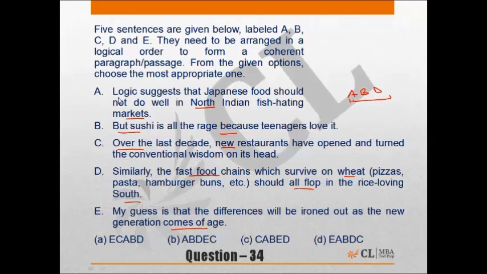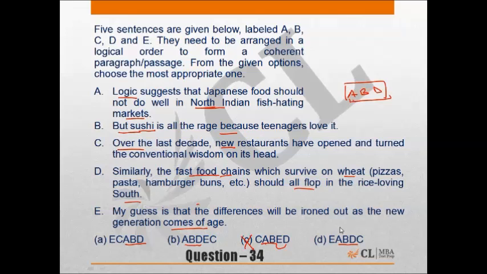Logic dictates that Japanese food should not do well in North Indian markets, but sushi, which is a Japanese food, has been doing very well. And D, similarly, fast food chains which should flop in South. So A, B, D should be together, is my first thing. Choice A has A, B, D, B has A, B, D, C does not have A, B, D, so C is incorrect. D has A, B, D. So 3 out of the 4 choices have A, B, D.